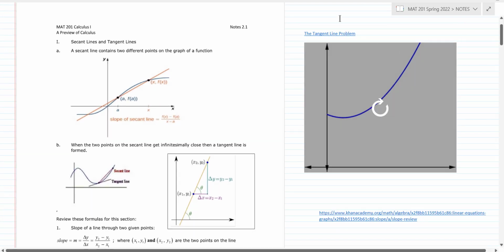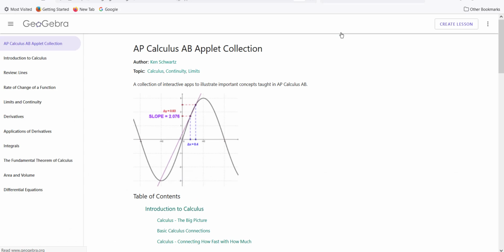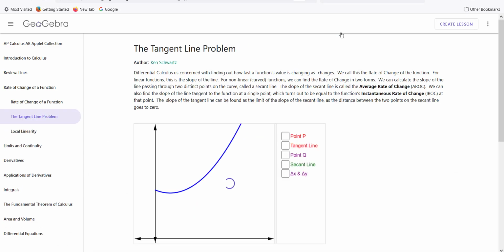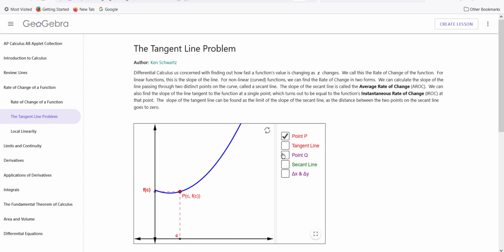I like GeoGebra apps a lot. I'm going to open up this one right here. There's all kinds of great apps that have been put together on the internet, so I like to use these a lot. So this is showing you what we're talking about. I'm going to take 2 points on this curve, this first point and this second point right here. Basically, a secant line just connects those 2 points, and we're going to find the slope of that secant line.